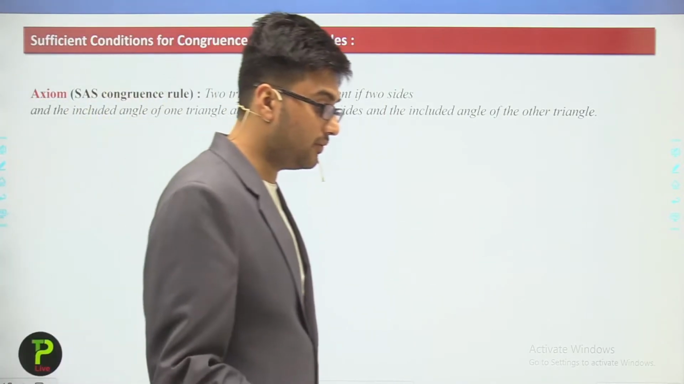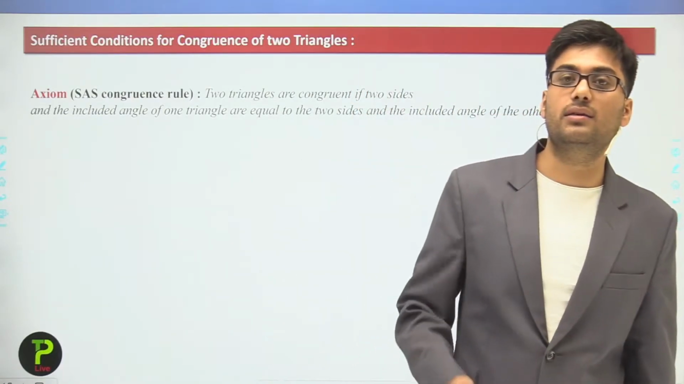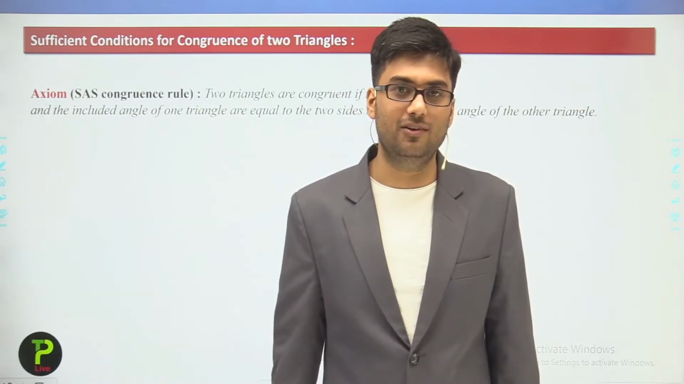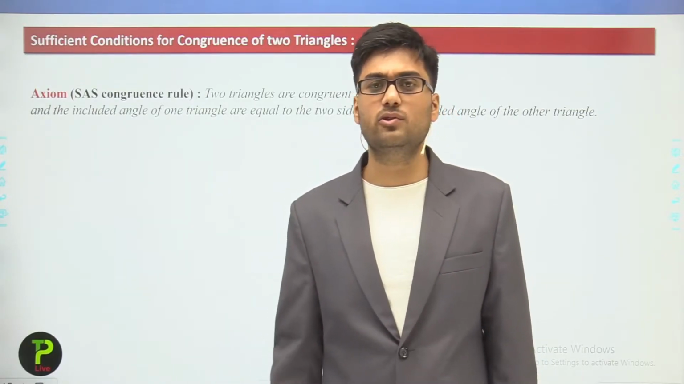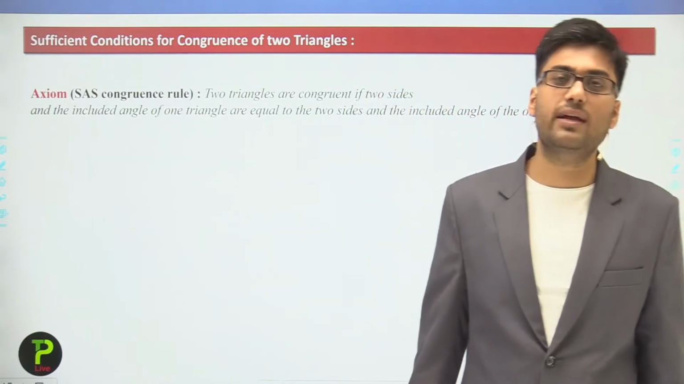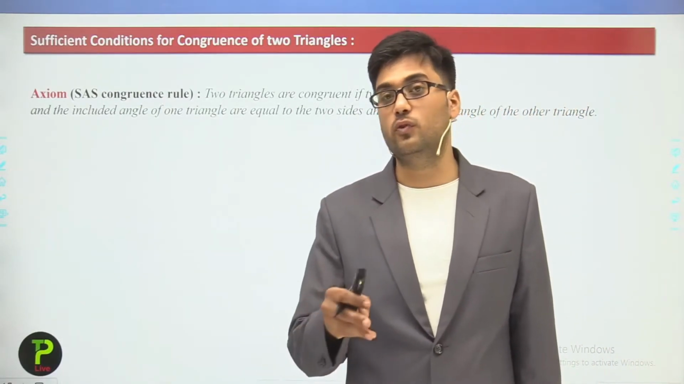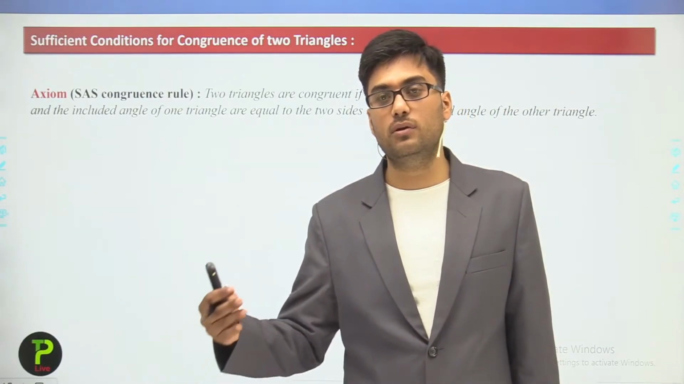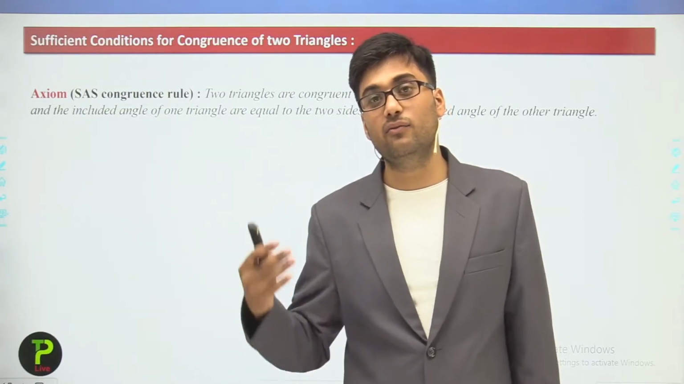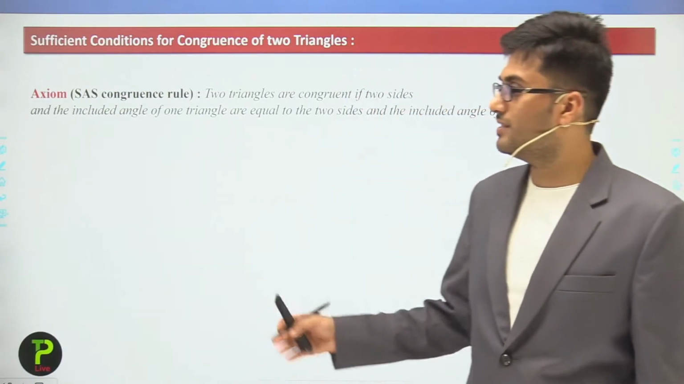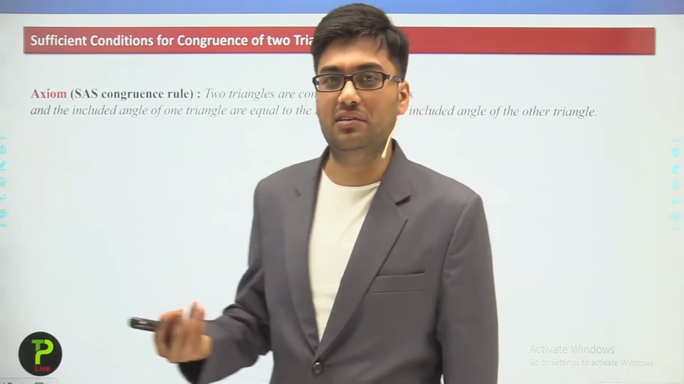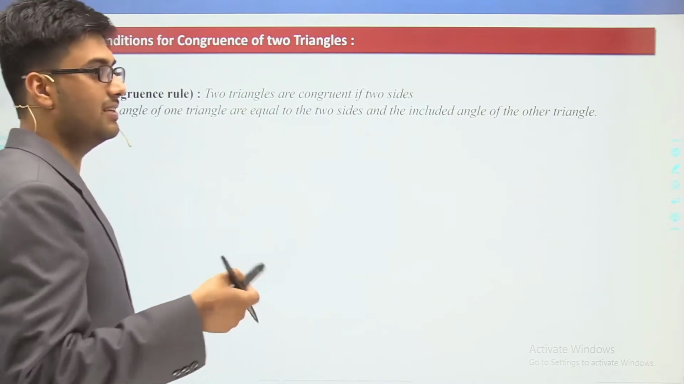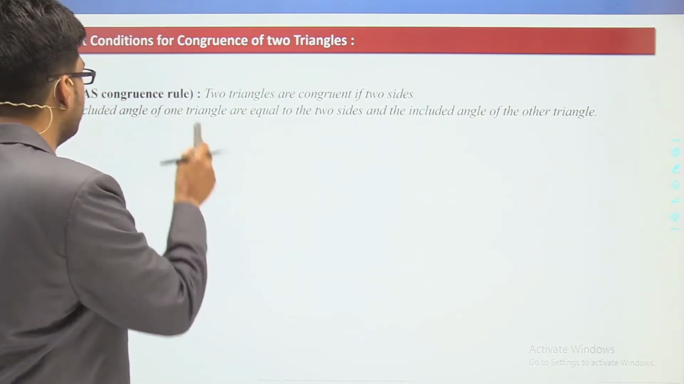Now students, what are axioms? Axioms are the statements which are taken for granted without proof in maths. The word axiom is used in mathematics. Or we can say that these are just like universal truths. But these are not universal truths, these are axioms. So what is SAS congruency?